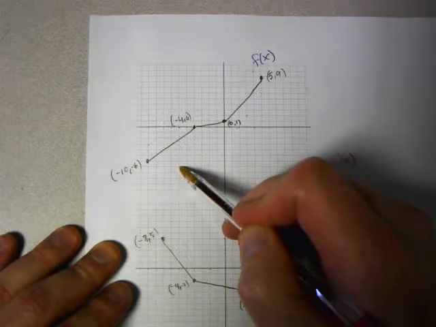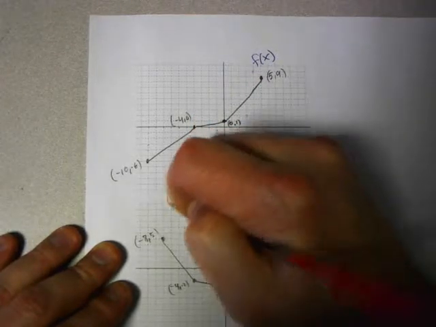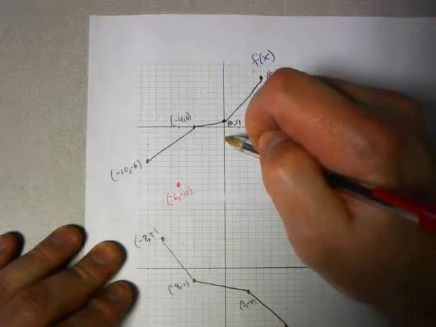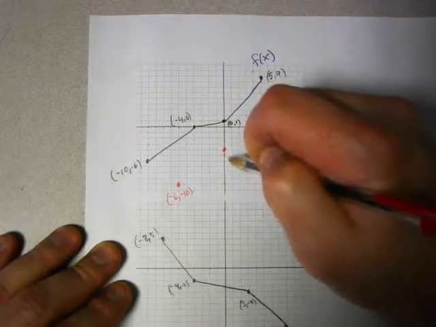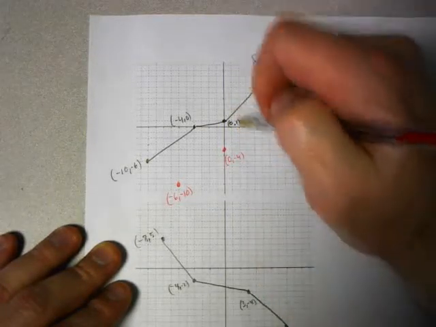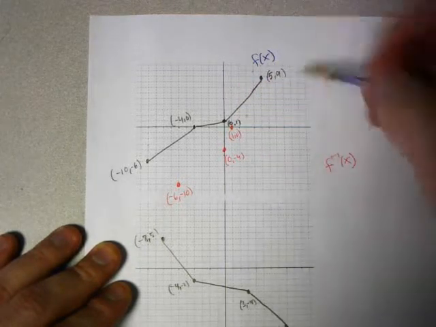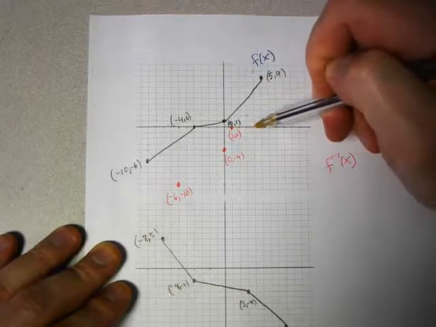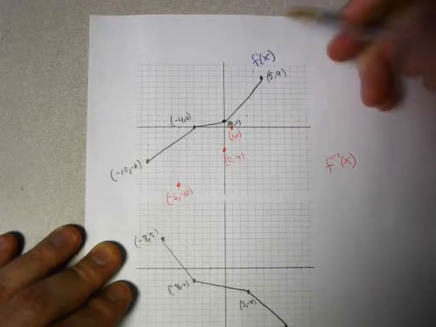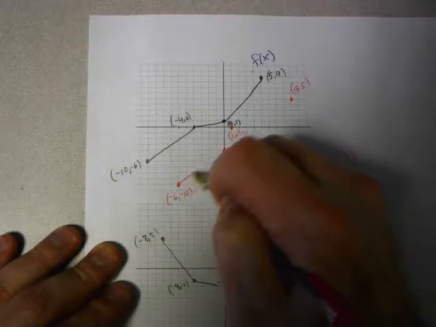I just switch the x's with the y's. Since my original function has negative 4, 0, my inverse is going to have 0, negative 4. And I continue. 0, 1, I switch it, that becomes 1, 0. And finally 5, 9 becomes 9, 5. And I play a game of connect the dots.